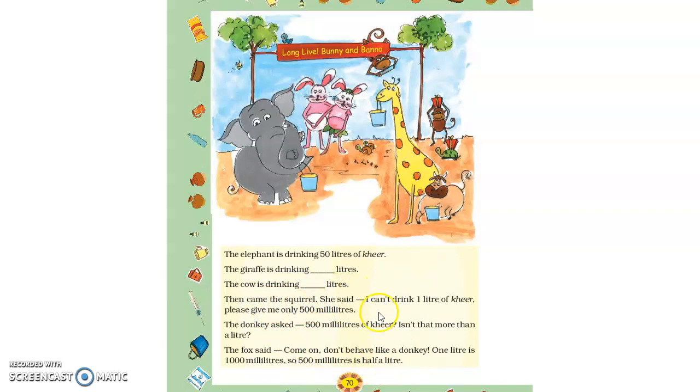They came scared. She said, I can't drink 1 liter of kheer. Please give me 500 milliliters. The donkey asked, 500 milliliters of kheer is not more than 1 liter? The fox said, come on, don't be like a donkey. 1 liter is 1000 milliliters. So 500 milliliters is half a liter.